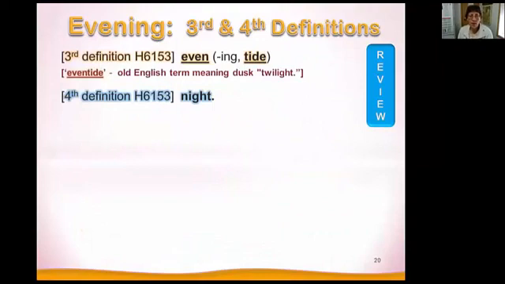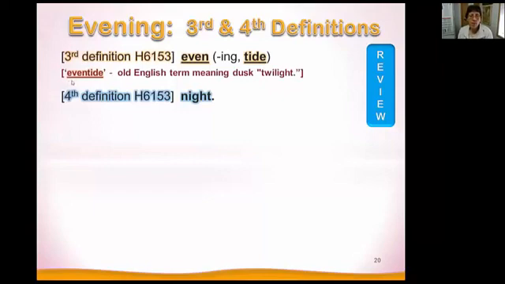Strong's also has listed a third and fourth definition for the word evening. The third definition is even, or evening, or eventide. Eventide is basically an Old English term, and it means the same as dusk or twilight. So as far as I'm concerned, it's not really a new definition or a different one. It's just using a different type of word.